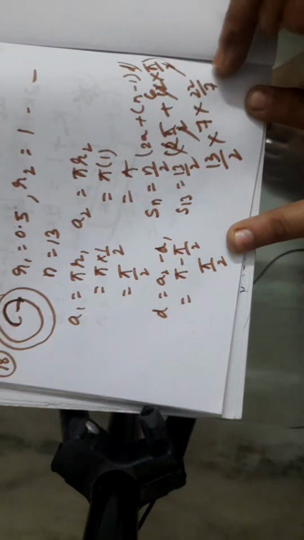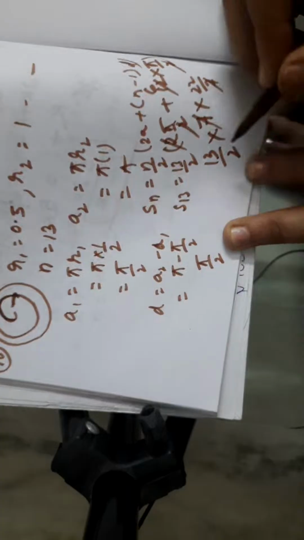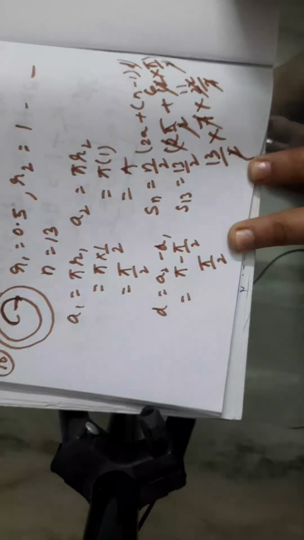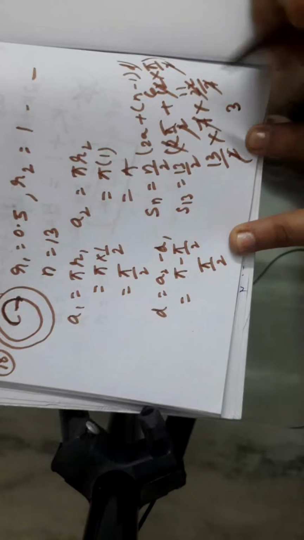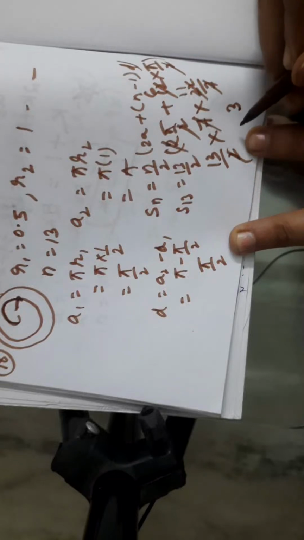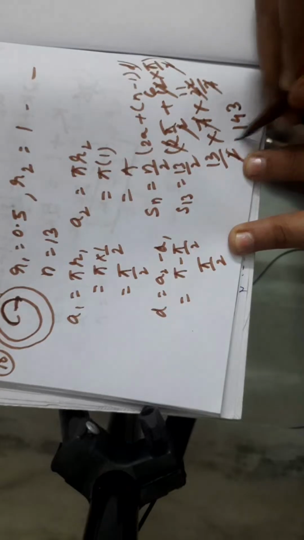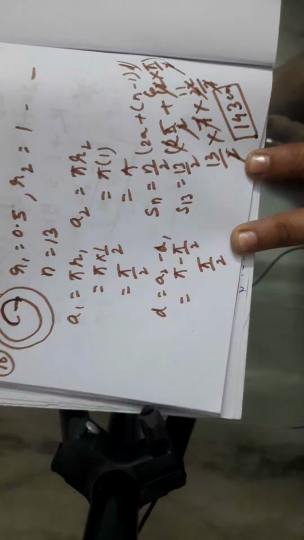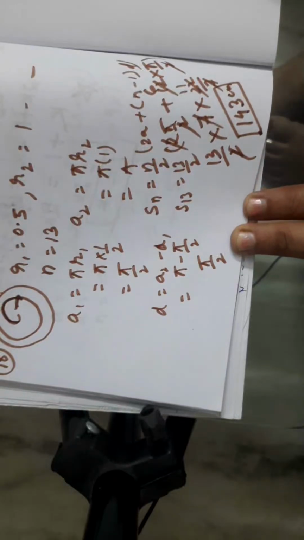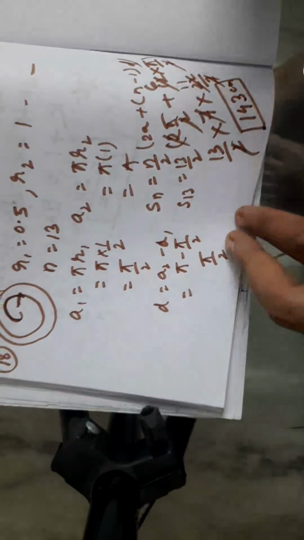Replace pi by 22 by 7. So this 7 got cancelled, 22 got. Now multiply them to have the final answer. 11 3s are 33, 11 1s are 11 plus 3, 14. So here 143 centimeter of spiral wire is needed to make 13 circular spirals.